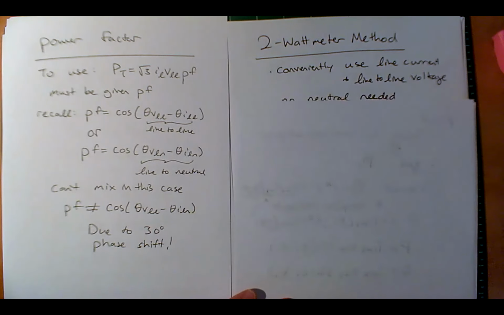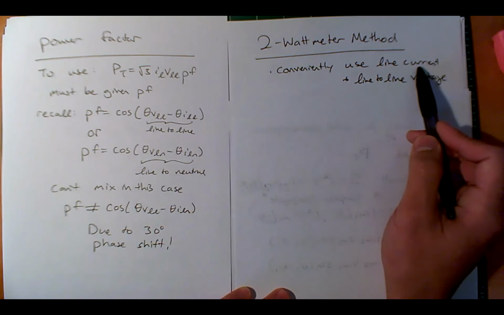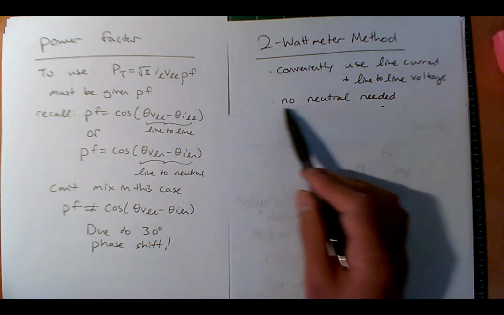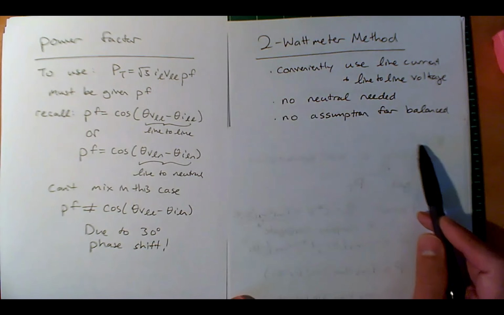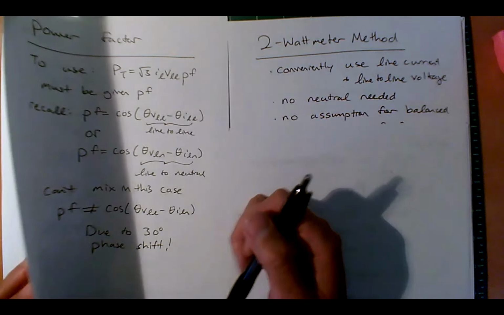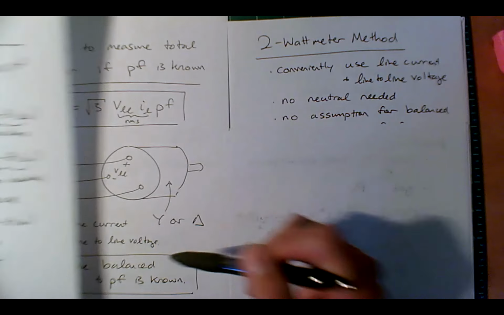In the 2-watt meter method, we're going to list some benefits. Conveniently, we can use, just like in the previous example, the line-to-line, line-to-neutral voltage. No neutral is needed. Yay. No assumption for balanced. In the previous one, because you're only measuring one phase, you had to assume balanced. In this one here, right, it has to be balanced.